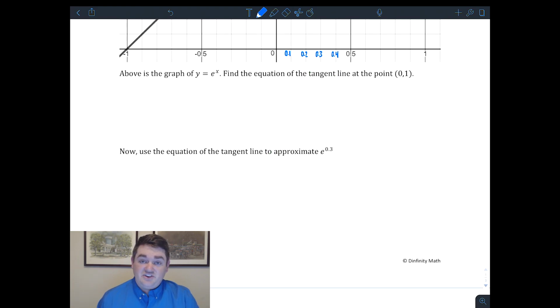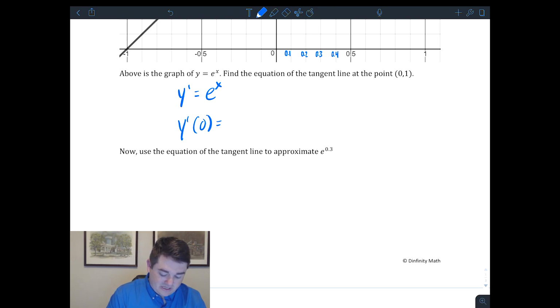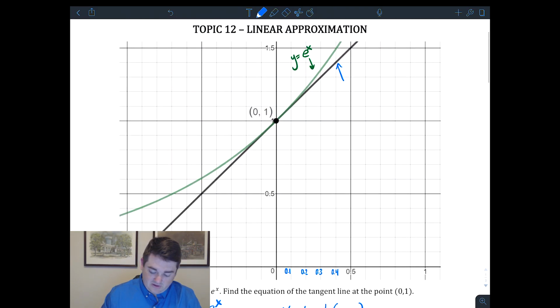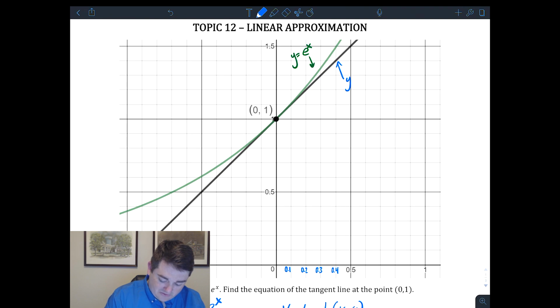To find the equation of a tangent line, I need a point and a slope. I've already got the point. To find the slope, I need the derivative. The derivative of e to the x is itself, e to the x, and the derivative evaluated at 0, e to the 0, is 1. So the equation of my tangent line is y minus 1 equals 1 times x minus 0. Cleaning that up a little bit, I get y equals x plus 1. So if I come up to my graph here, I can label this as y equals x plus 1.